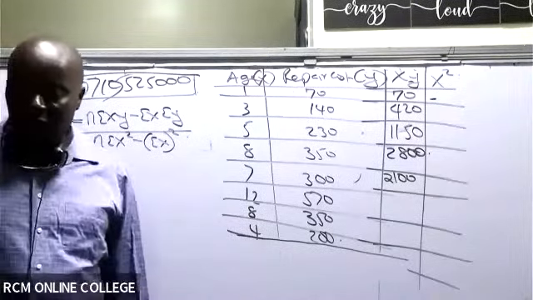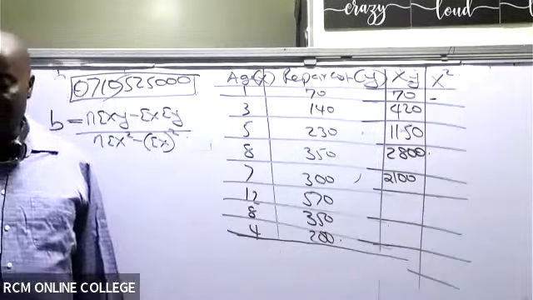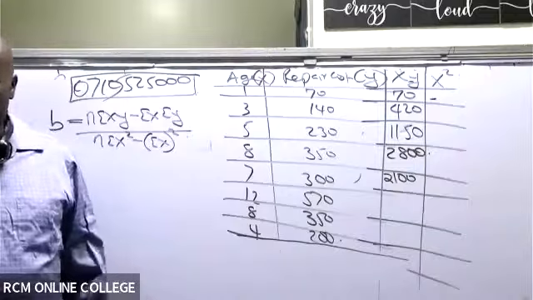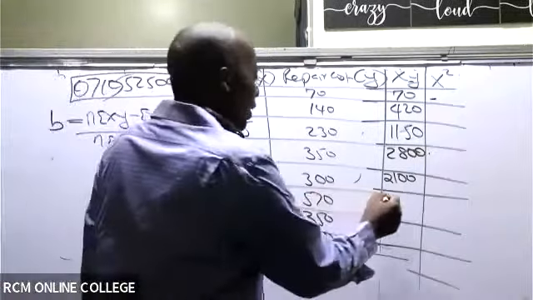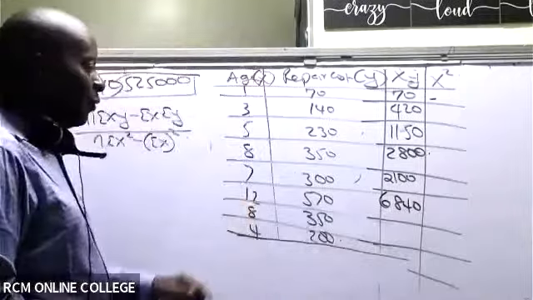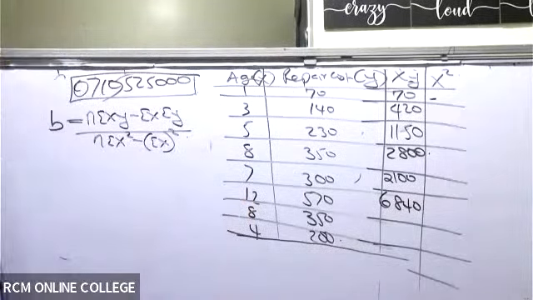All of us are really contributing, which is very good. So we have here 12 times 570, 6840. Then we have 8 times 350.